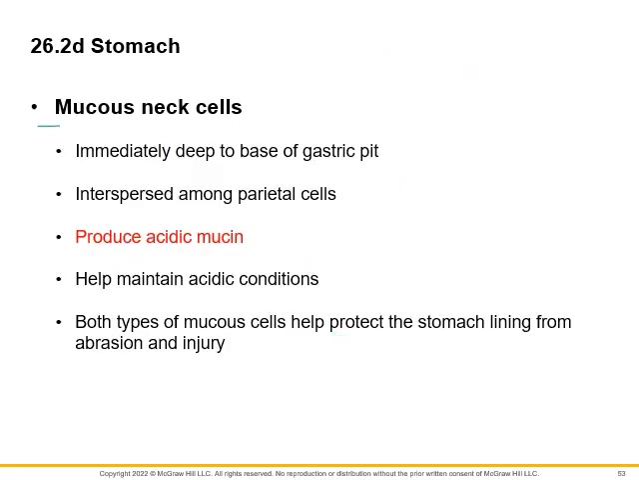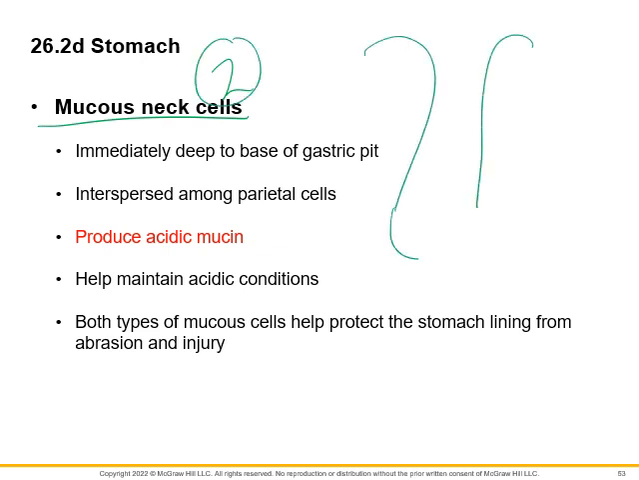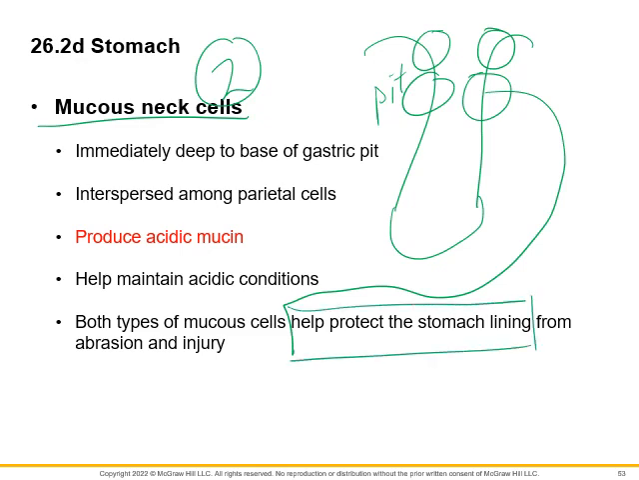Now the mucus neck cells, these are the second set of cells. So here is the gastric pit area. We had the first set of mucus cells, and now we have a second set of mucus cells. They are also going to help protect the stomach lining from abrasion and injury from some of these gastric cells that are going to secrete things like hydrochloric acid.